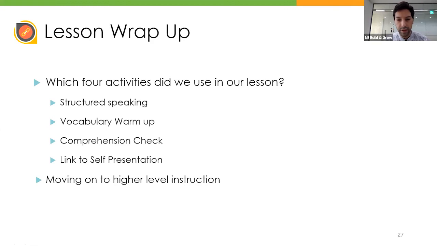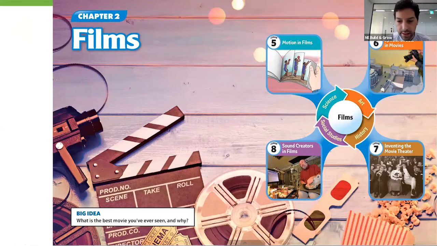All right, so let's move on to higher level instruction so you can see what a higher level lesson would look like. Okay, so this is from book 5. So this is the second highest level, and this is between A2 and B1 level in the CEFR. And this is going to be a chapter about films, right? So again, films is the theme, and you've got lots of lessons based around films, but from different perspectives, right?